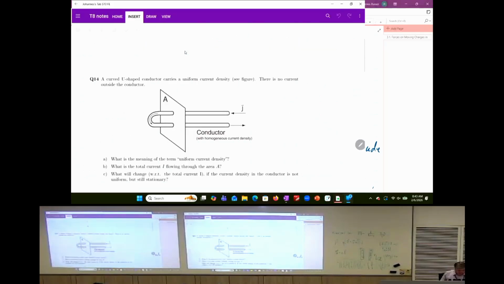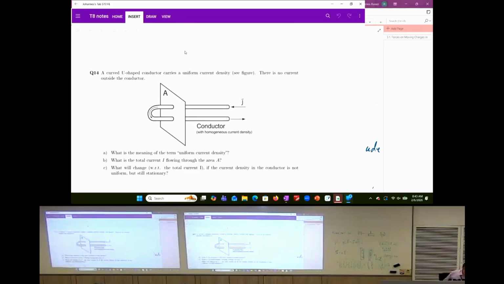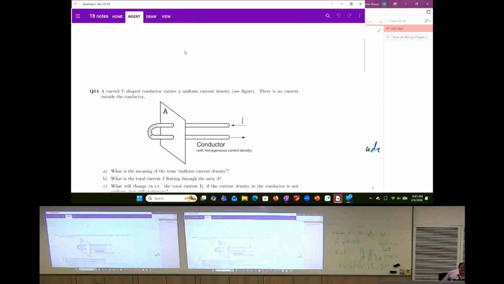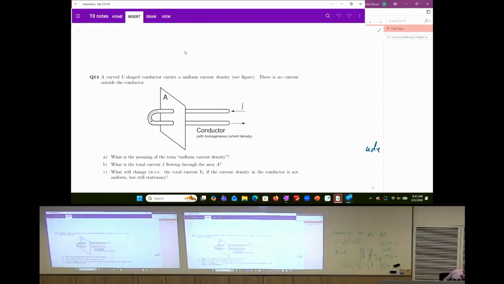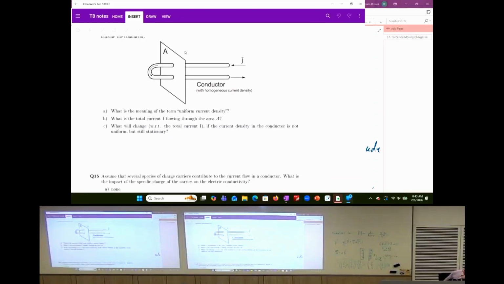Now let's look at the problem, the short question 14, and we really get into the stationary currents here. So you have here this U-shaped conductor, and it carries a uniform current density, and there's also no current outside that conductor. So you have a current flowing in here, and that same current density is also flowing back in the other. It's still in the same conductor, but it makes a turnaround, and so it keeps flowing. So you have on these two sections the same current density.